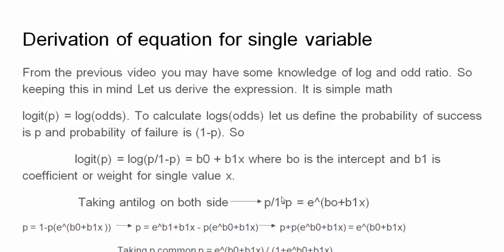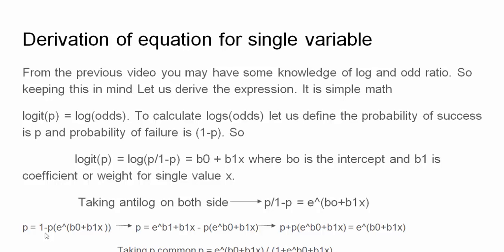Taking antilog on both sides, P upon 1 minus P is equal to e raised to power B0 plus B1x. Again, I am shifting the denominator to the right hand side. P is equal to 1 minus P multiplied by e raised to power B0 plus B1x. Again, just multiplying the two values on the right hand side.